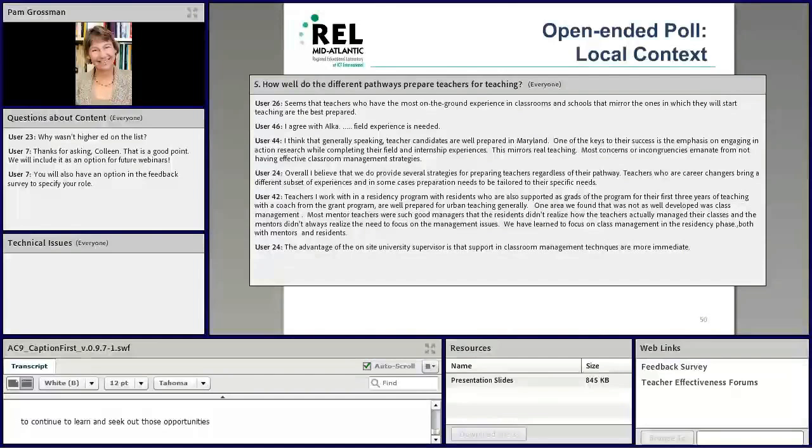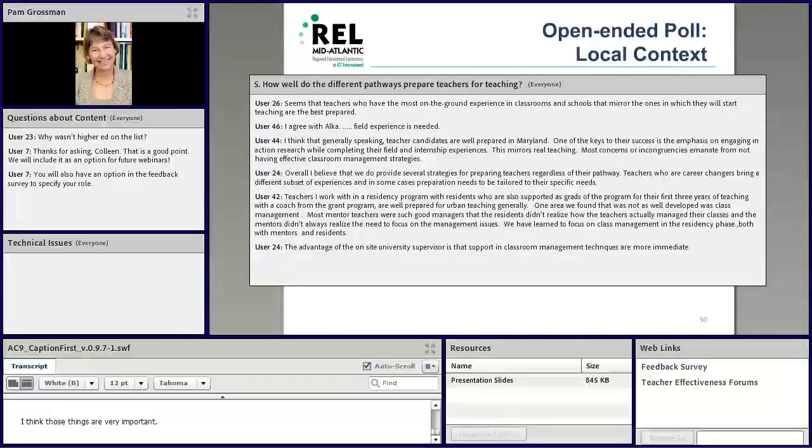And also provide, again, many programs that are cohort-based. Basically, you've given them a cohort with whom they can stay in touch and continue to learn from. So I think those things are very important.